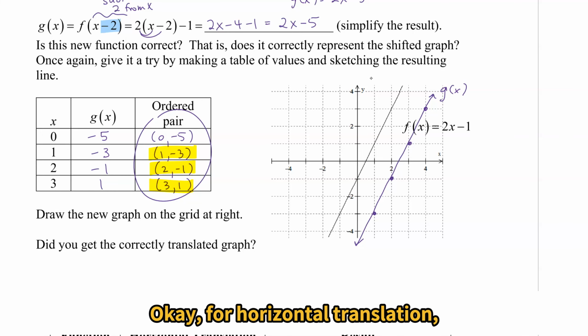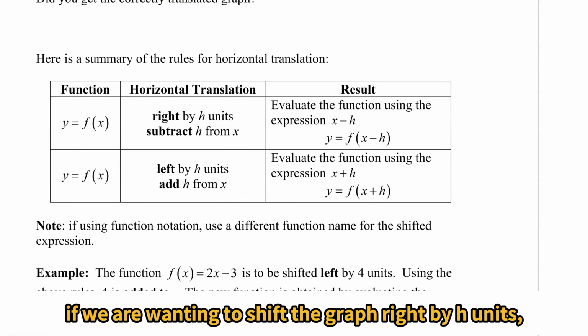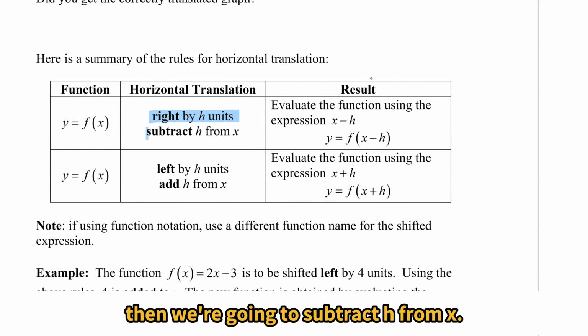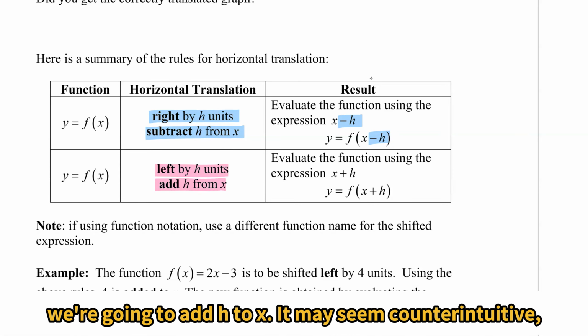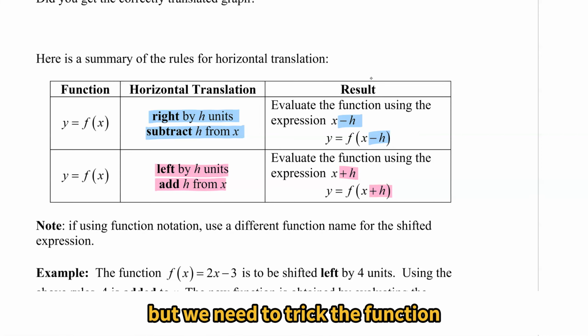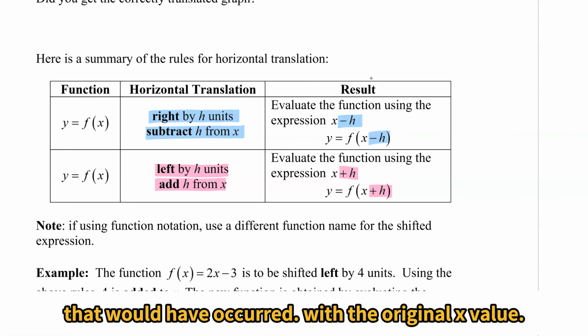Okay. For horizontal translation, if we are wanting to shift the graph right by h units, then we're going to subtract h from x. And if we want to shift left by h units, we're going to add h to x. It may seem counterintuitive, but we need to trick the function f into giving us the same y value that would have occurred with the original x value.